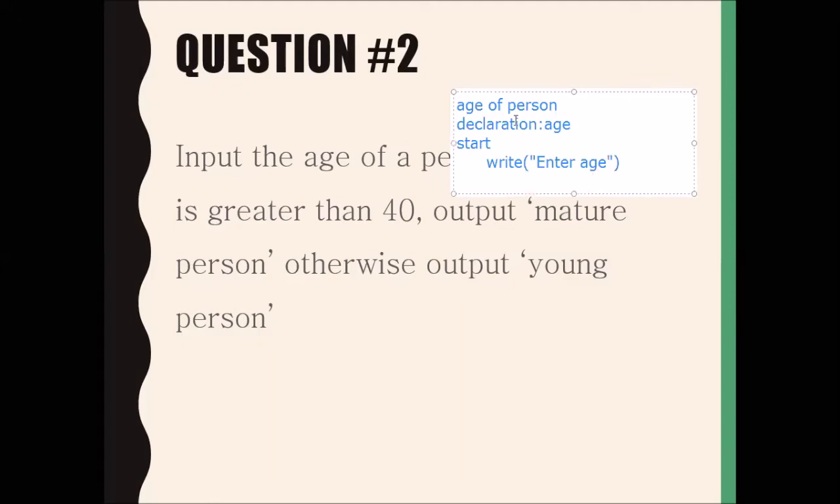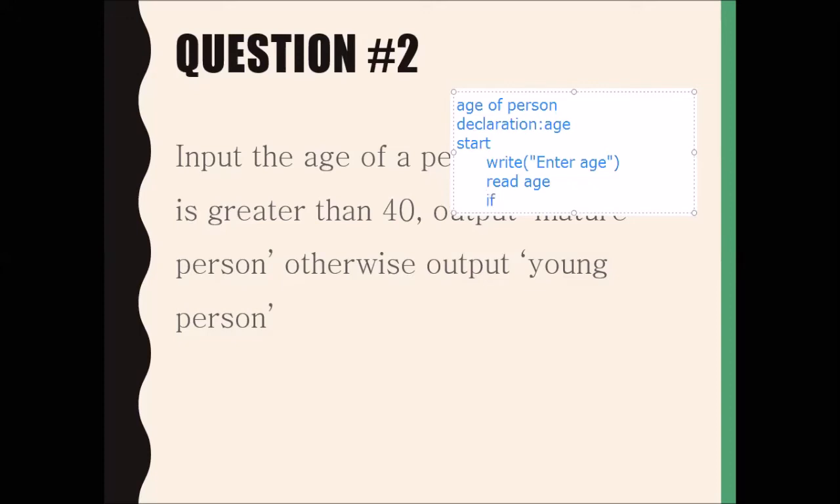After you enter the age, we want to store it in a variable. So we're going to have read age. And what you have at read here must match what you have at your declaration. After which, we're going to have our selection construct now, which is our if statement. It did say that if age is greater than 40, we're to output mature person, otherwise output young person.